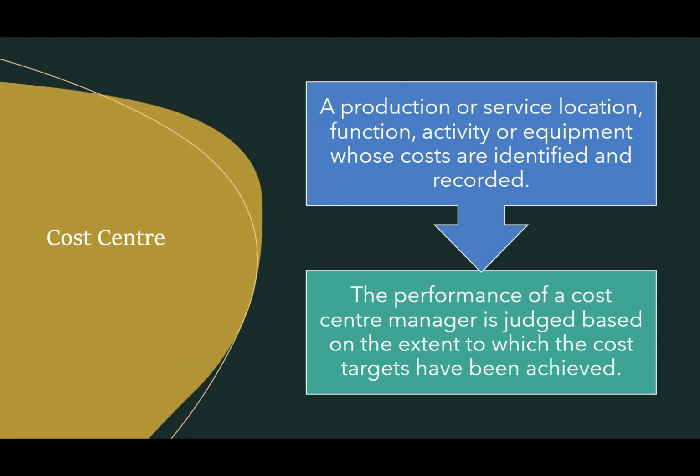For example, the baking department is one function or one activity for which you are identifying how much cost was incurred, and you record the cost based on that. So the baking department is considered a cost center. The manager of that baking department's performance will be judged on whether he was able to reduce the cost or whether he incurred cost as per the target.